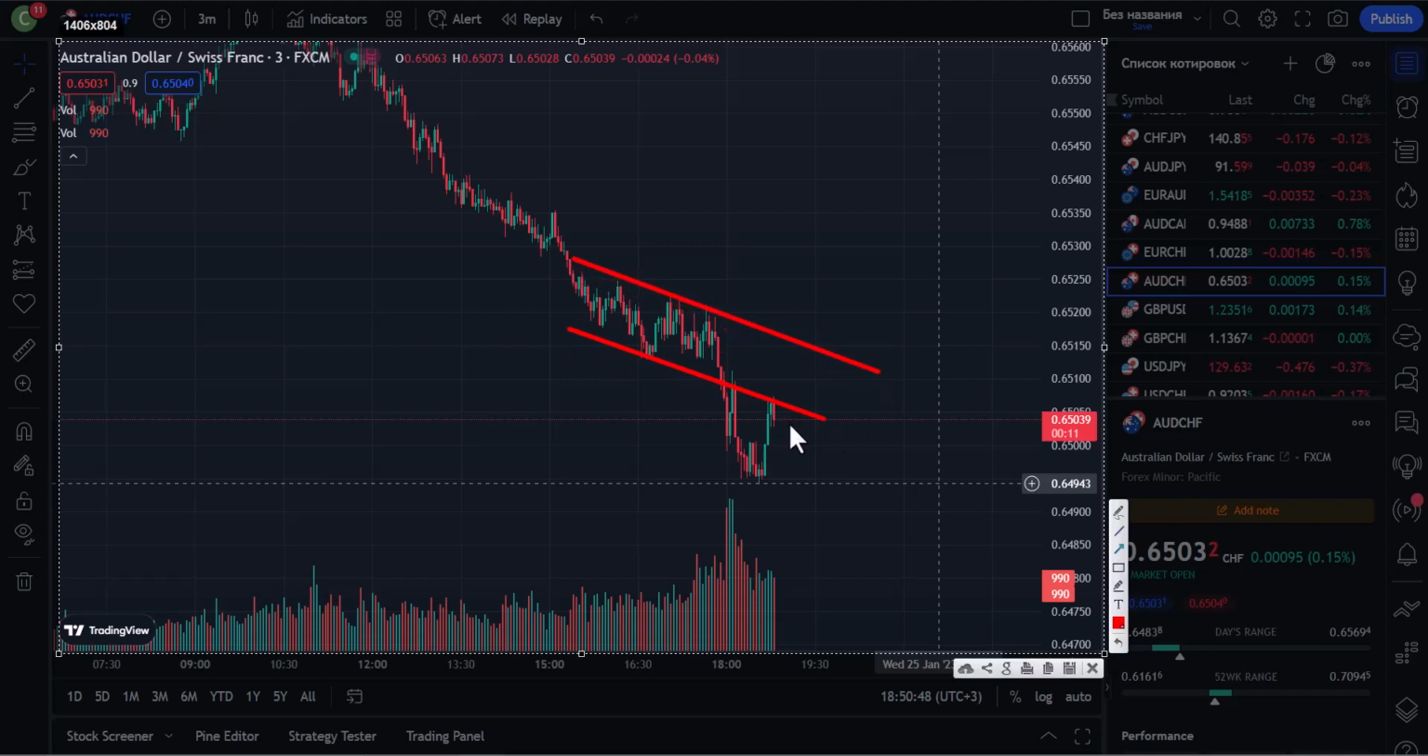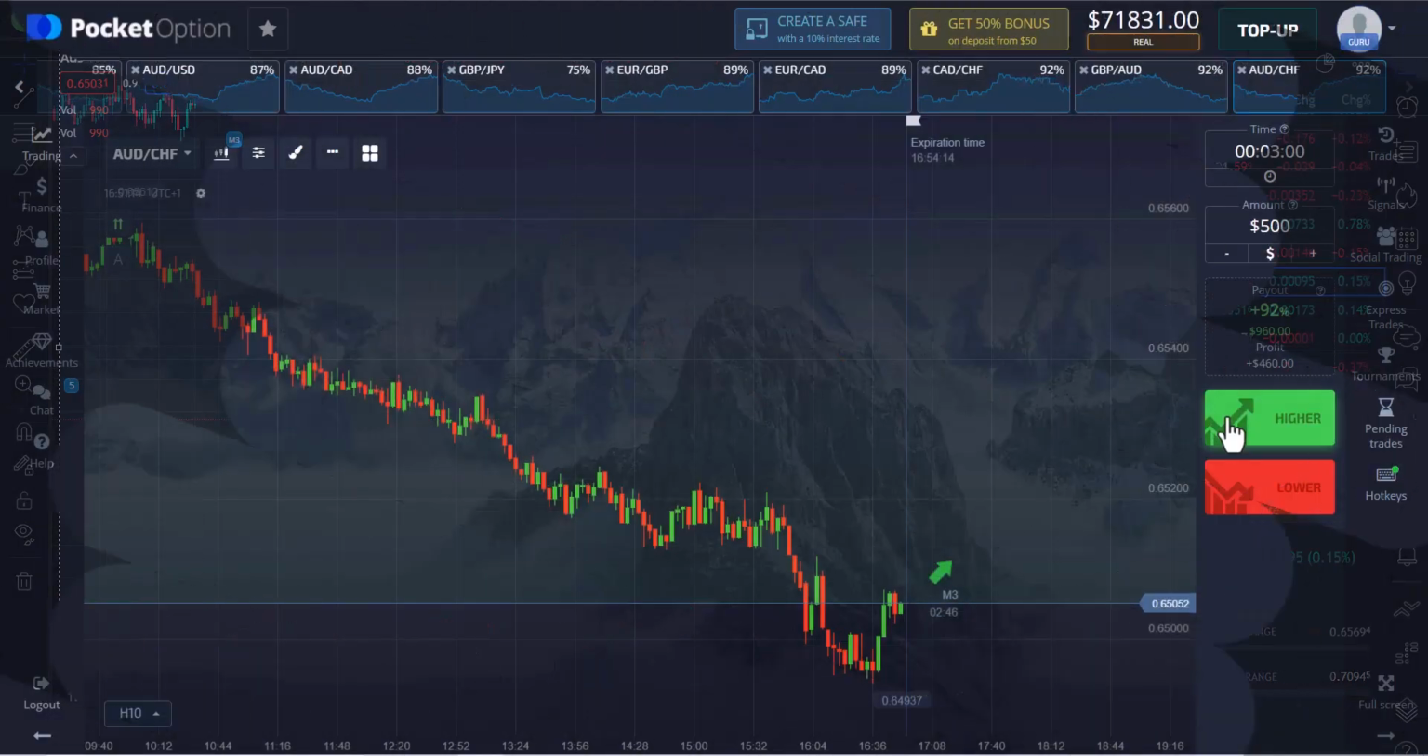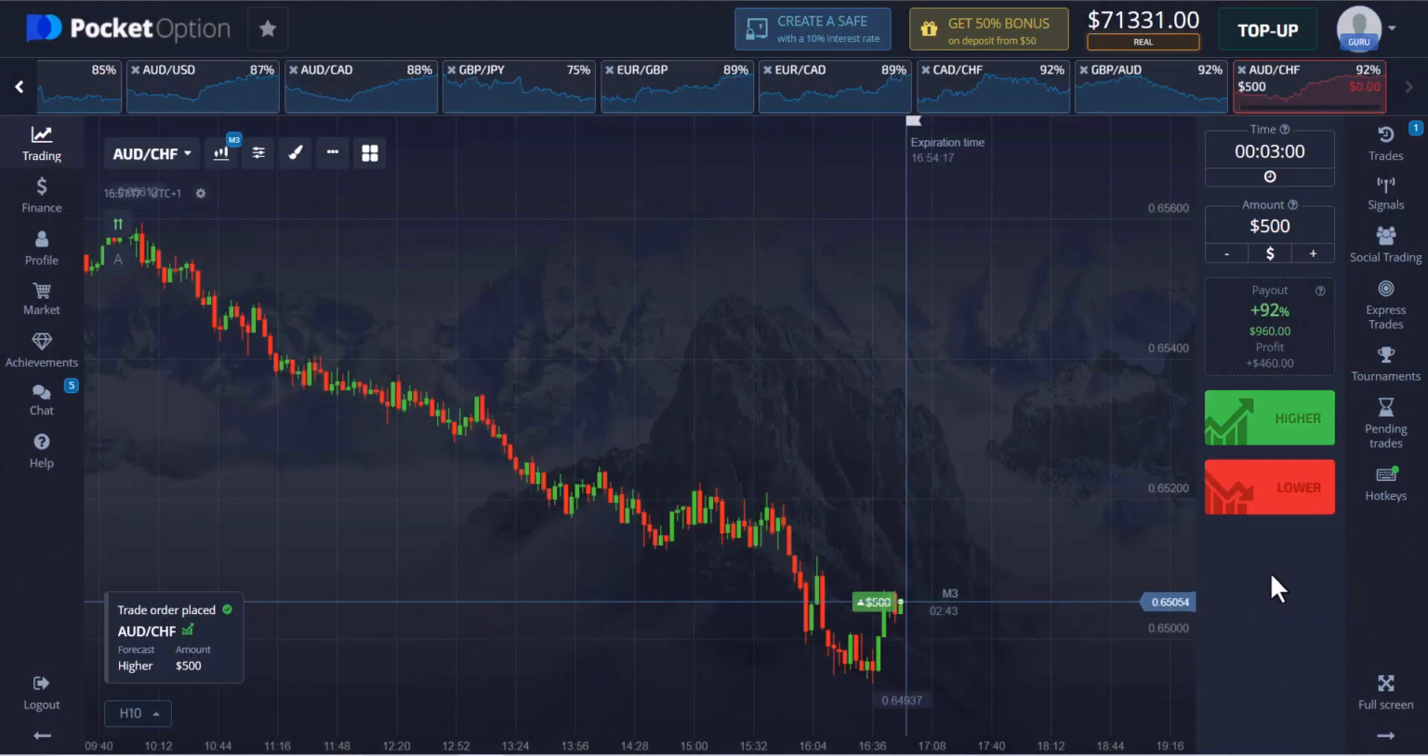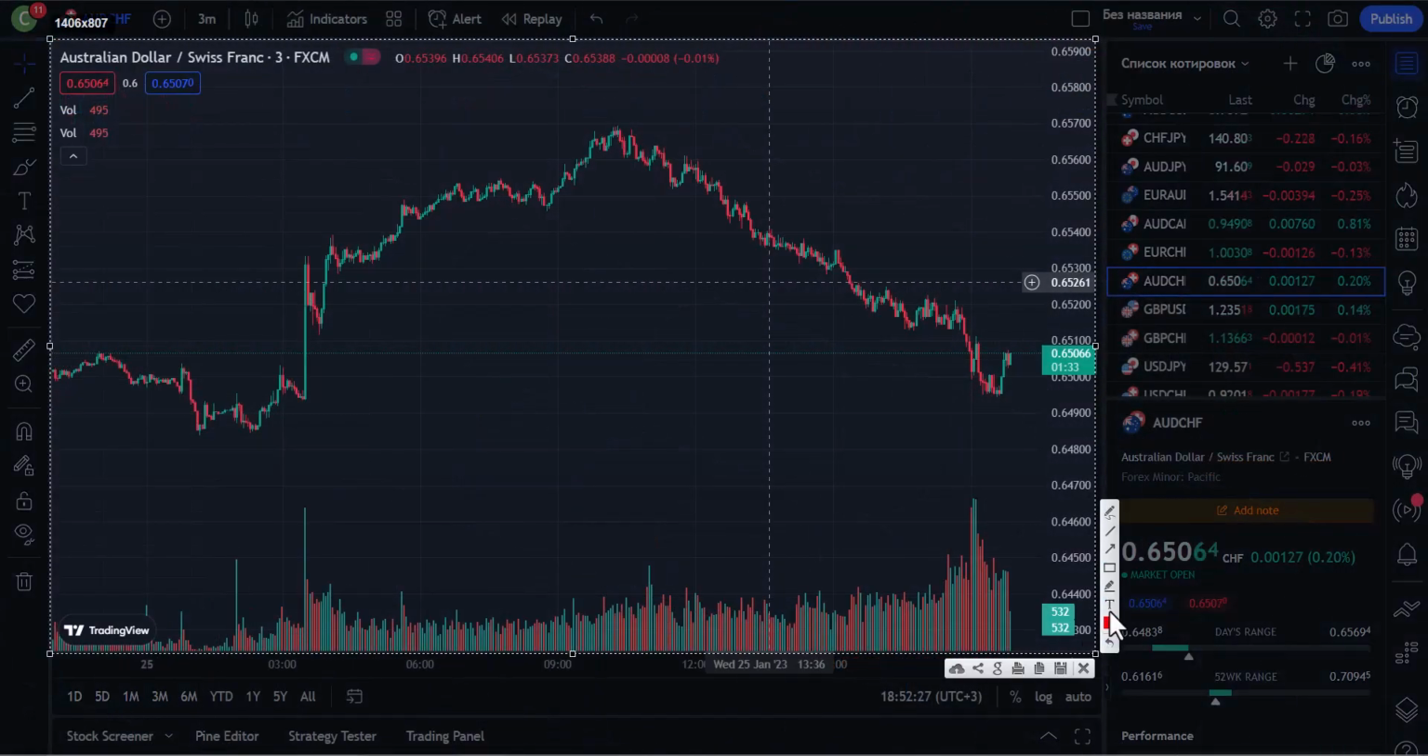We will invest in the price increase and level break. Let's switch to the broker and make our investment for 500 and 3-minute expiration for the price increase. And again, back to the trading view for the detailed analysis.